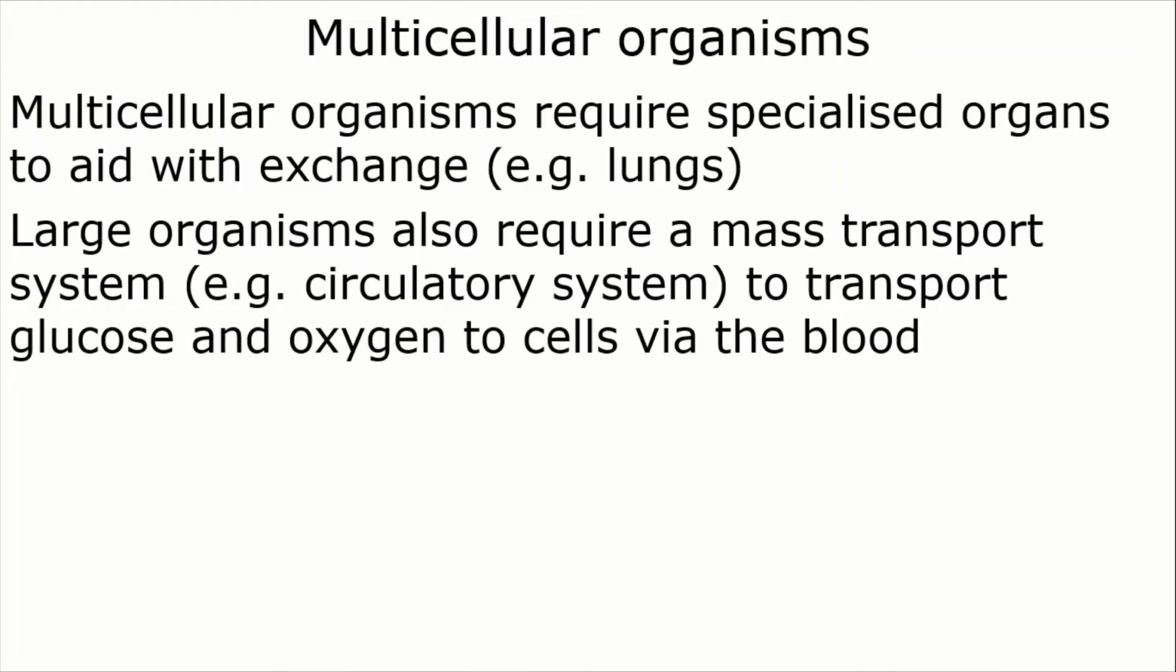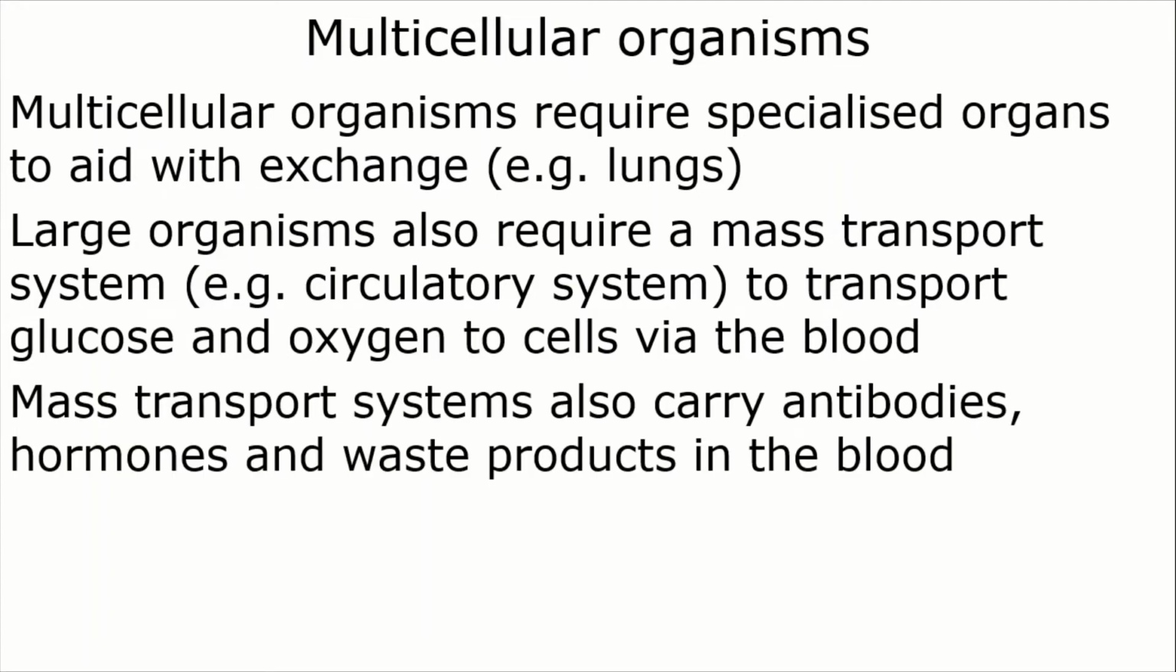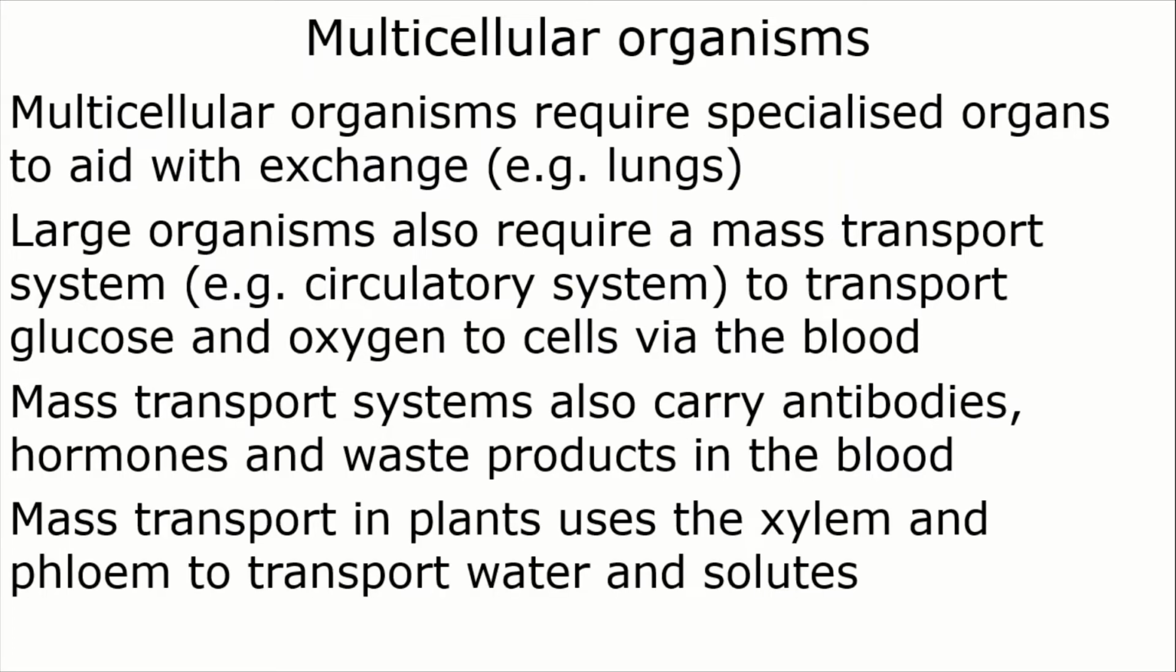And large organisms also require what's called a mass transport system. So for example, our circulatory system, and these transport things like glucose and oxygen to the cells via the blood. But mass transport systems can also carry things like antibodies when you mount an immune response, and they can carry hormones, and they can also carry the waste products in the blood. And the mass transport systems that we see in plants use xylem and phloem to transport water and solutes.